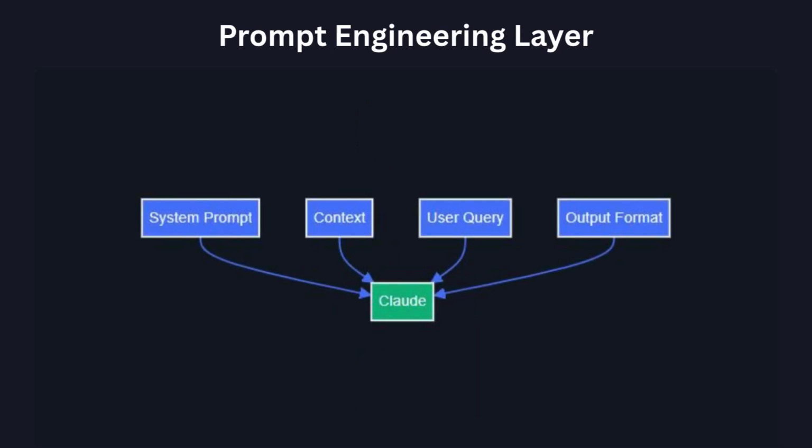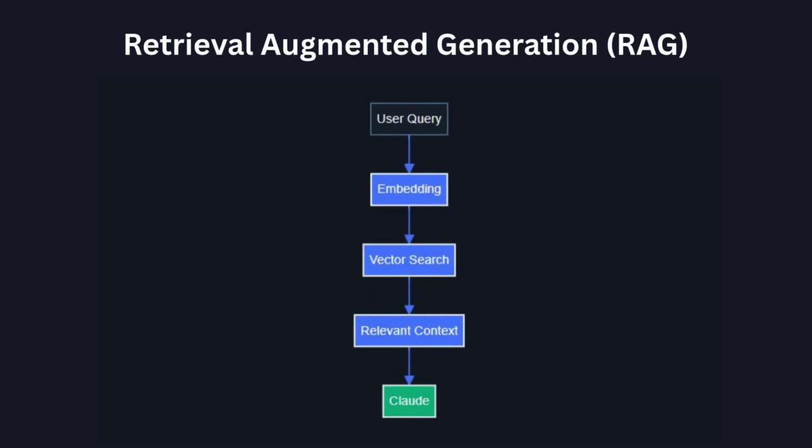Prompt engineering. A well-structured prompt includes system instructions, retrieved context, user query, and output format. Guardrails prevent unsafe or off-topic responses. Consistent prompt design ensures high quality and predictable outputs. Retrieval-augmented generation, RAG, connects the model to real data. User queries are converted into embeddings to search a vector store for relevant documents. These documents provide context for Claude before generating a response. This reduces hallucinations and ensures that AI responses are authoritative over enterprise-specific knowledge.